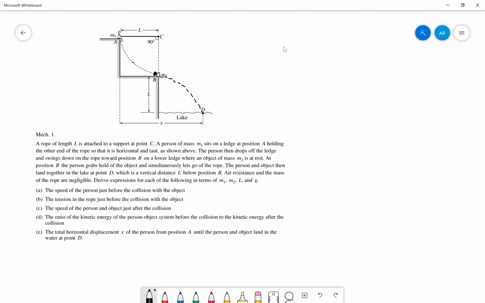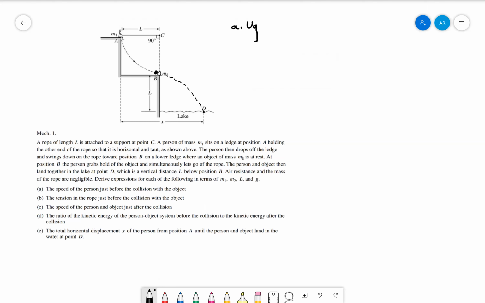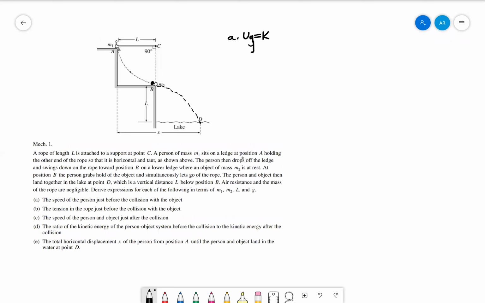So at point A, the gravitational potential energy must be equal to the kinetic energy. Actually, the more correct equation is that the change in the gravitational potential energy would be the kinetic energy. Because the person is still above the ground, but whatever potential energy that person has lost during this swing must be transferred into kinetic energy in order for the law of conservation of energy to be satisfied.